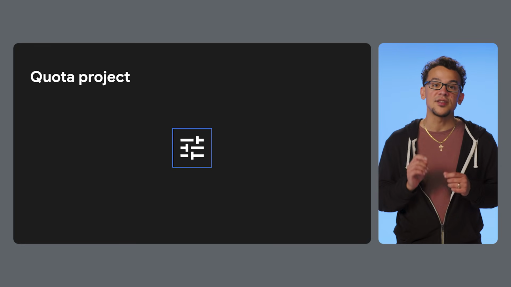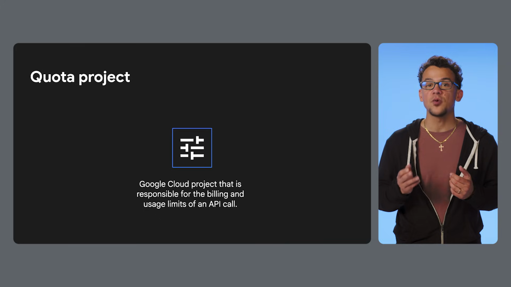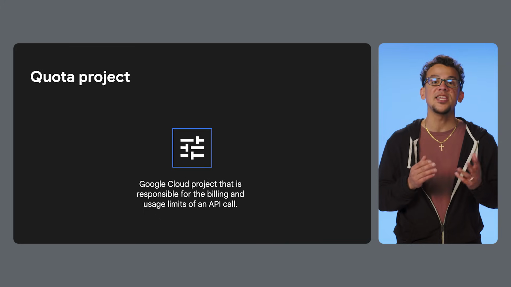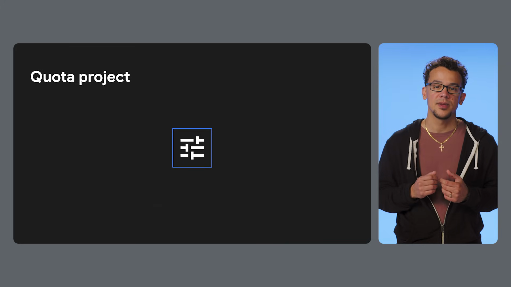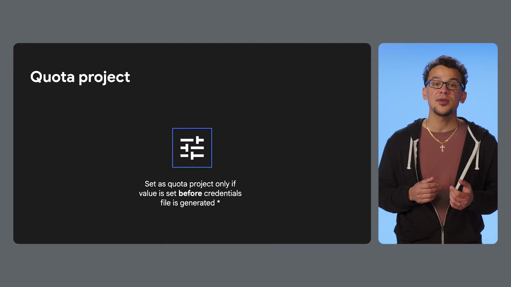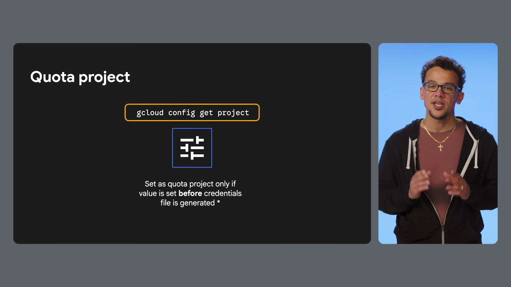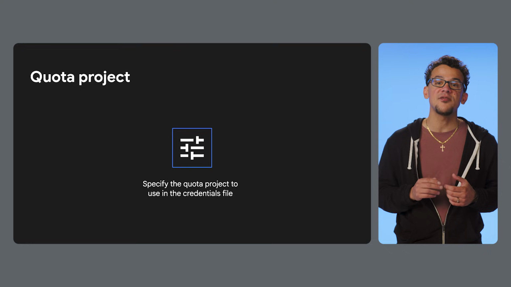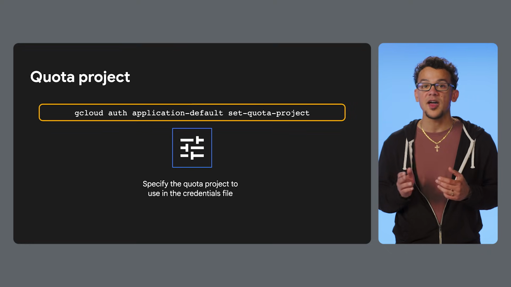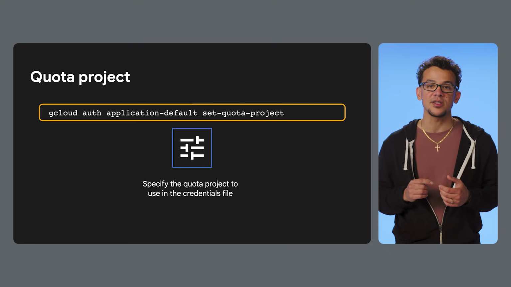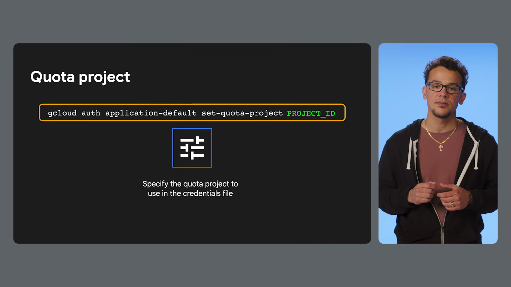The quota project is a Google Cloud project that's used to track and enforce quotas for any resources consumed by any API calls your code will make. By default, at the time that you generate application default credentials, the quota project will be set to the project ID in your gcloud config that you can retrieve with the command gcloud config get project. If that value is not set when you retrieve application default credentials, or if you need to specify a different project, you can update the value with the command gcloud auth application-default set-quota-project, followed by the project that you want to use.